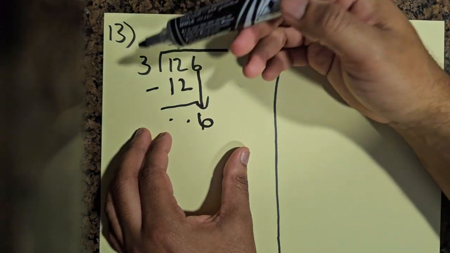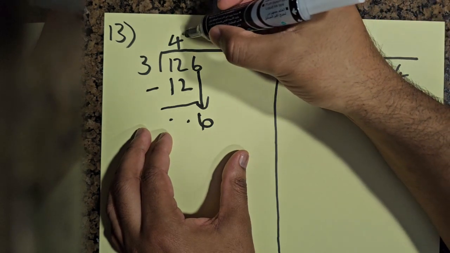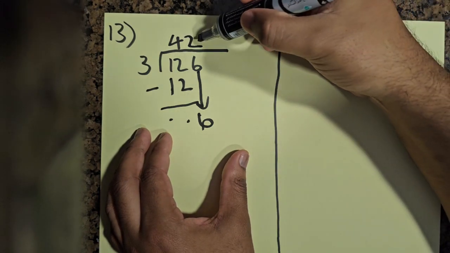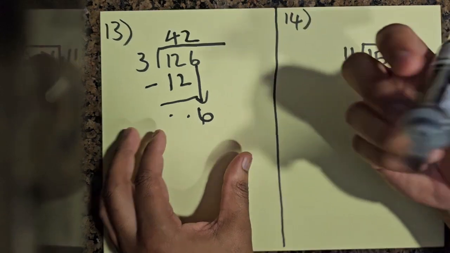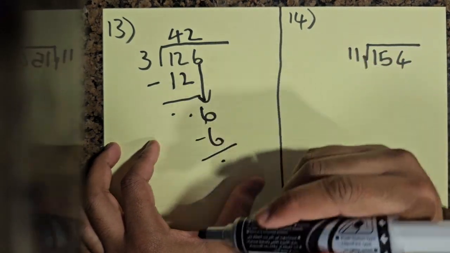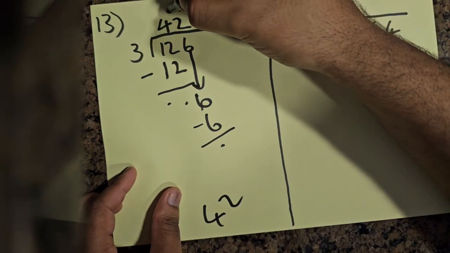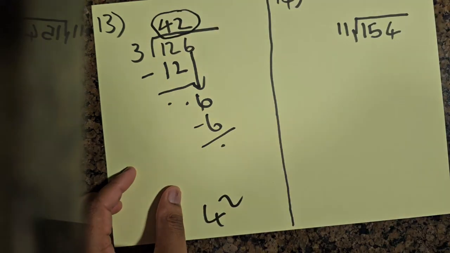Now I need to check. How many times does 3 go into 6? The answer to that is 2 times. And 2 times 3 is equal to 6. So when we subtract this, it's finished. There's no more numbers to divide. So the answer is 42, the value on top. Okay?